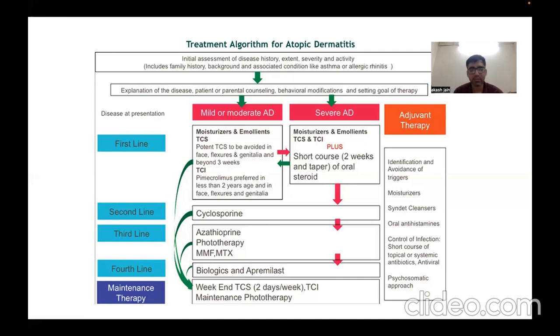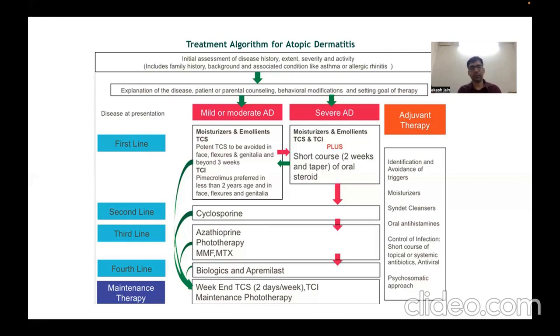And if the patient is not relieved with such third line therapy also, then the last option, the fourth line, is biologics such as omalizumab and the newer biologics, or apremilast. So this is the treatment algorithm: first line, second, third, and fourth line.